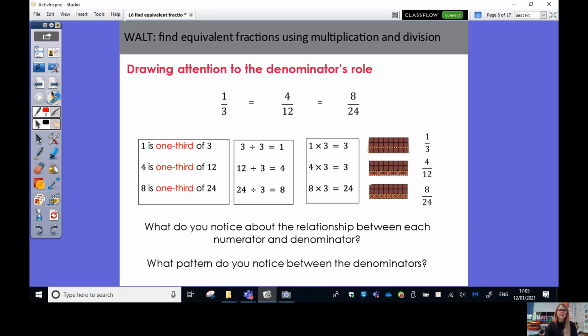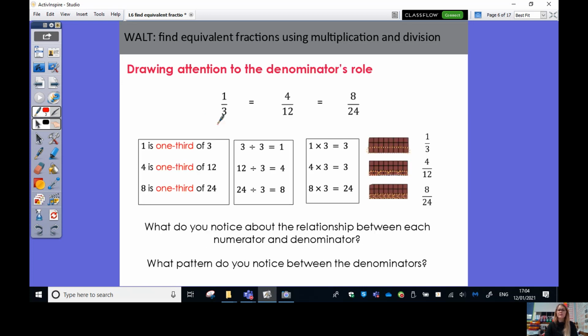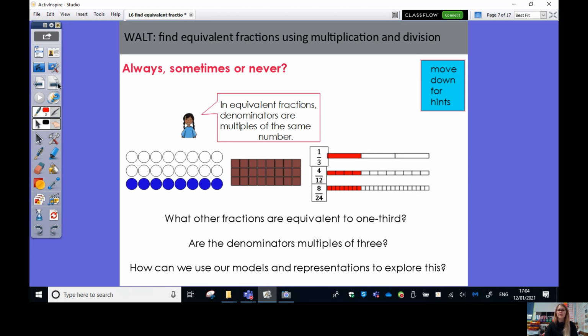So what we want to think about is always, sometimes, or never, are equivalent fractions denominators always multiples of the same number? So in here we've got 3, 12 and 24. So I have some other multiples in between there that I've just said. So 3, we could have 6 ninths, 15. What other ones can you think of? Are they also equivalent fractions?